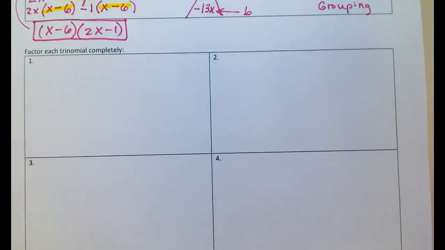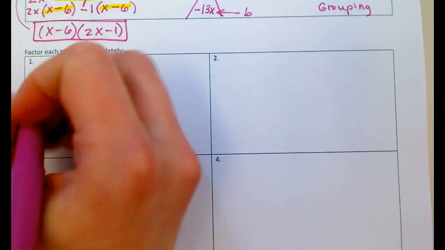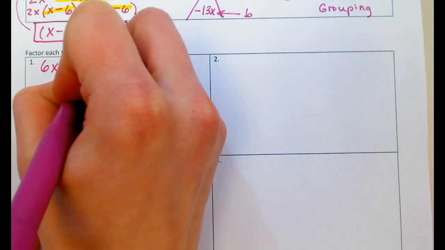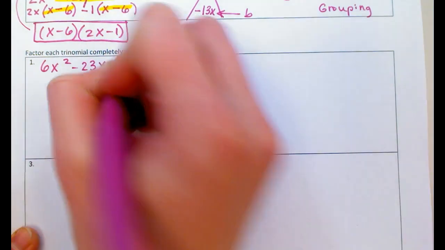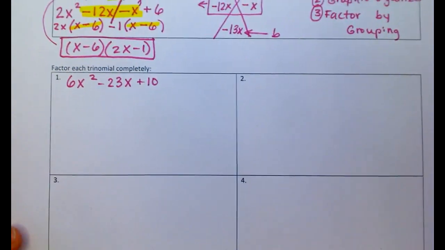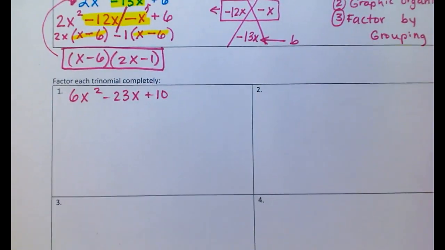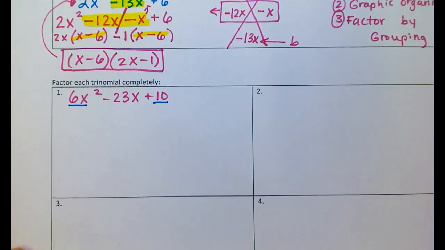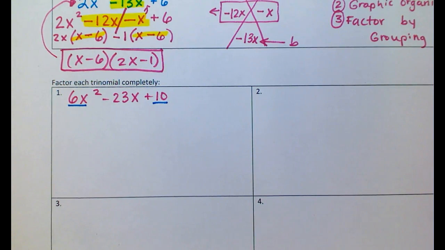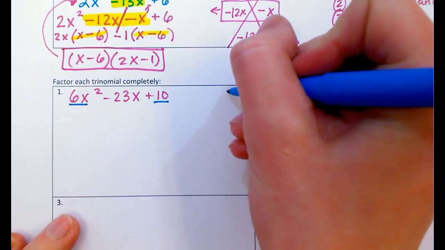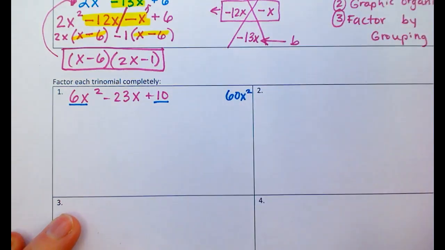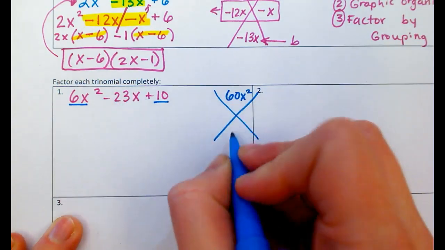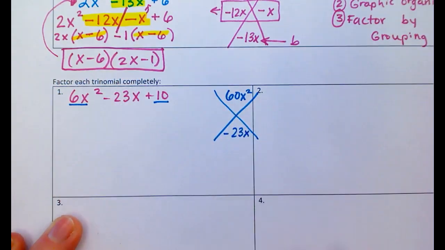My first problem is 6x squared minus 23x plus 10. Okay, our first step to factor this one, once again, I'm going to multiply my a and my c term together. 6x squared times 10 gives me 60x squared. That's the term that's going to go up top of my graphic organizer. The number that goes on bottom is still my b term, negative 23x.